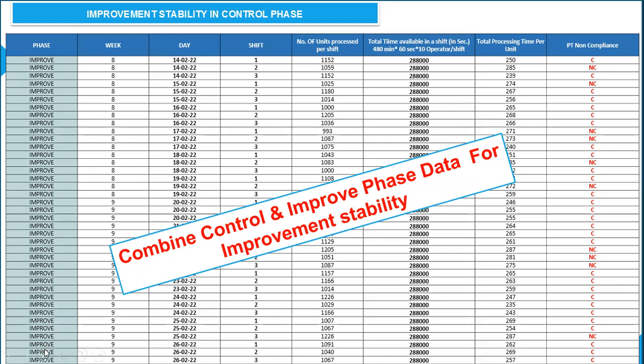Let me use the pointer. This column and this column, the phase column and the PT non-compliance column, are the two columns we will need. Please remember the word improve is supposed to be in capital letters, and we are not supposed to have any space after the final letter E. We need to ensure that. So once we type improve, please use backspace so that there is no space after the letter E. On that note, let's go ahead.